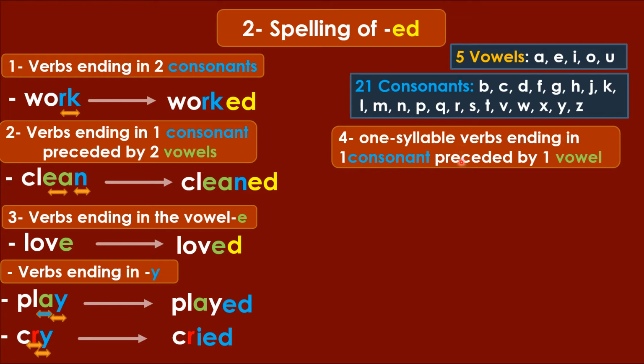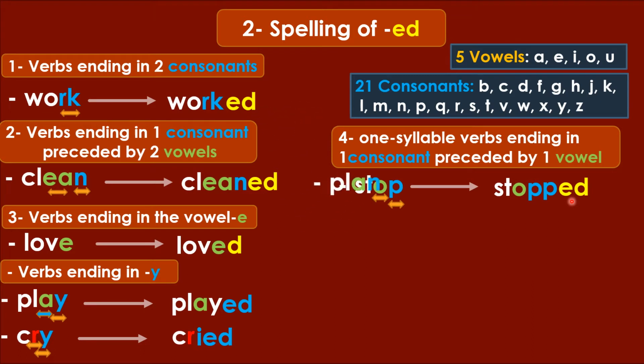One syllable verbs ending in one consonant preceded by one vowel, like stop. This is a one syllable verb, a short verb. It ends in a consonant, the letter P, preceded by one vowel. In this case, we just double the consonant and add ed. We double the P and add ed.